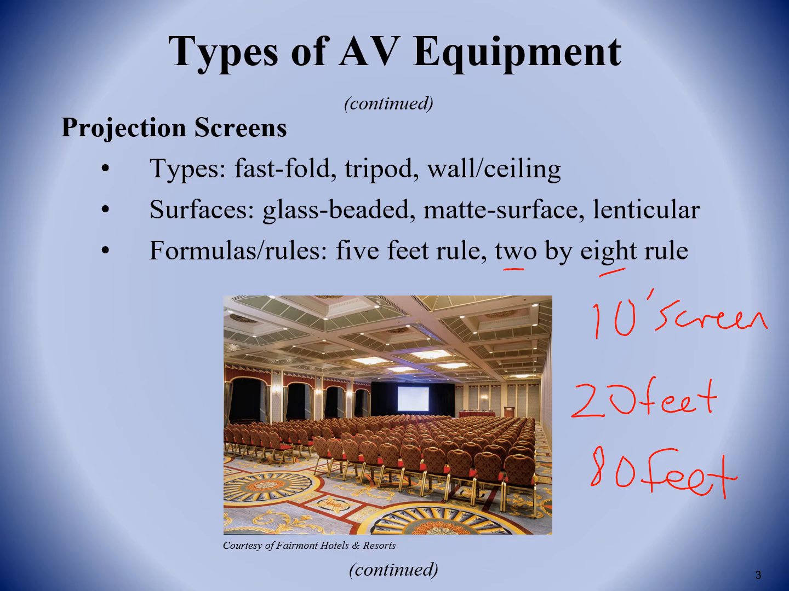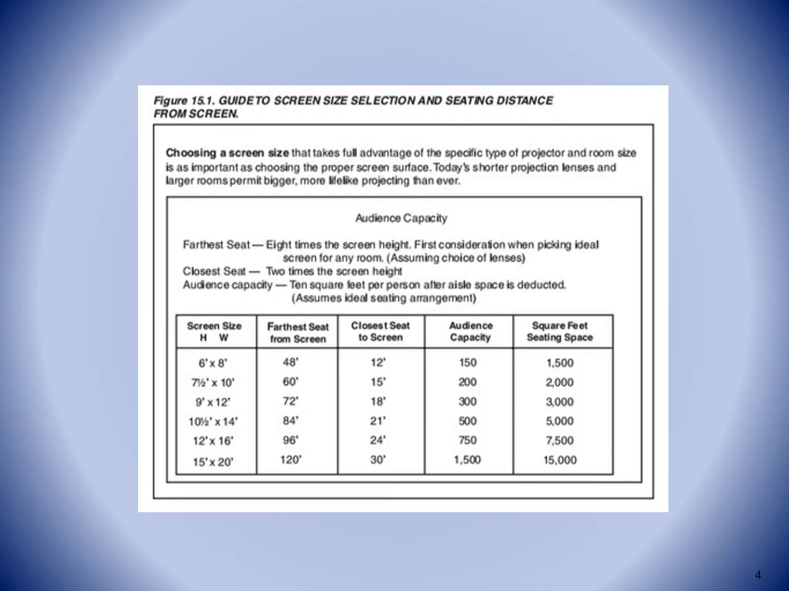I know sometimes we have a tendency to try to cram as many people as possible into a room to make it fit, but we want to, when possible, make sure that we're following this rule so everybody can have adequate views of the screen. So here's a chart. You can see the screen height is 6 feet by 8 feet, and so the farthest would be 48 and the closest would be 12. That kind of shows the following using that 2 by 8 rule.